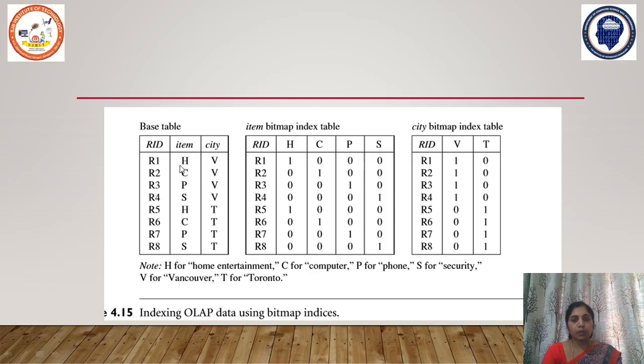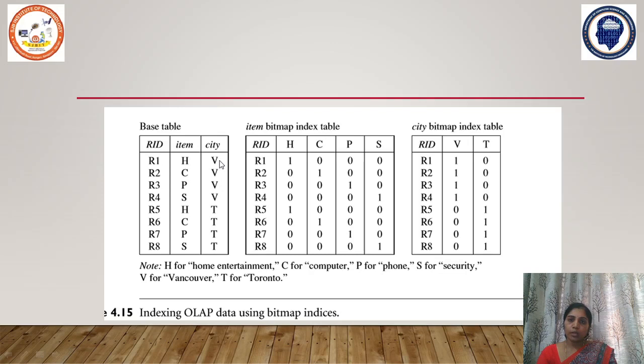Next, consider the city bitmap index table. In the base table, if you consider R1, in city you have V, Vancouver, right? So it is made 1. For Toronto we don't have any value, so make it 0. This is how we represent the bitmap index with zeros and ones, giving us the indexing of OLAP data using bitmap indices.